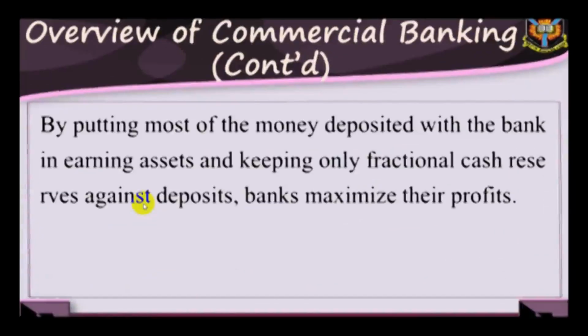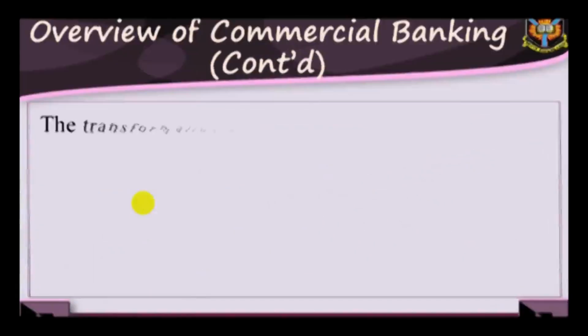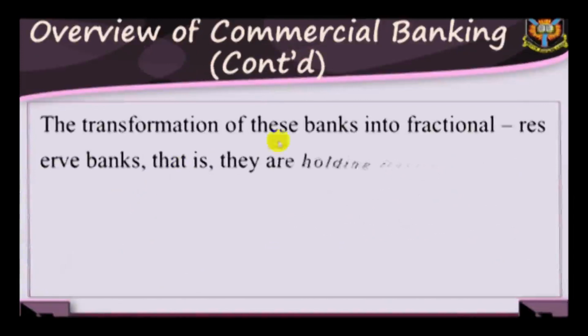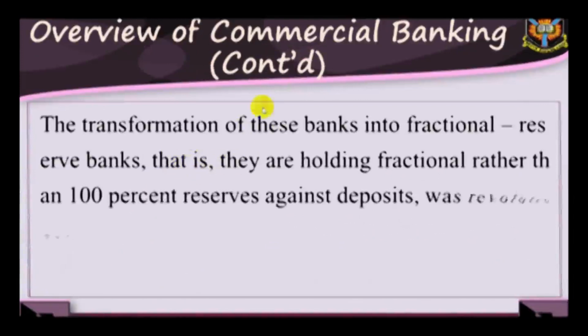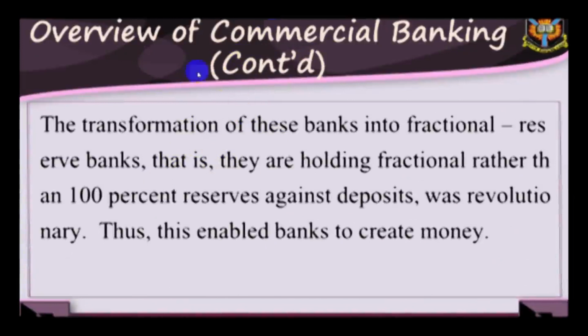By putting most of the money deposited with the bank in earning assets and keeping only a fractional cash reserve against deposits, banks maximize their profit. With this profit, they can provide extra services. The transformation of these banks into fractional reserve banks, that is, holding fractional rather than 100% reserves against deposits, was revolutionary. Thus, this enables banks to create money.